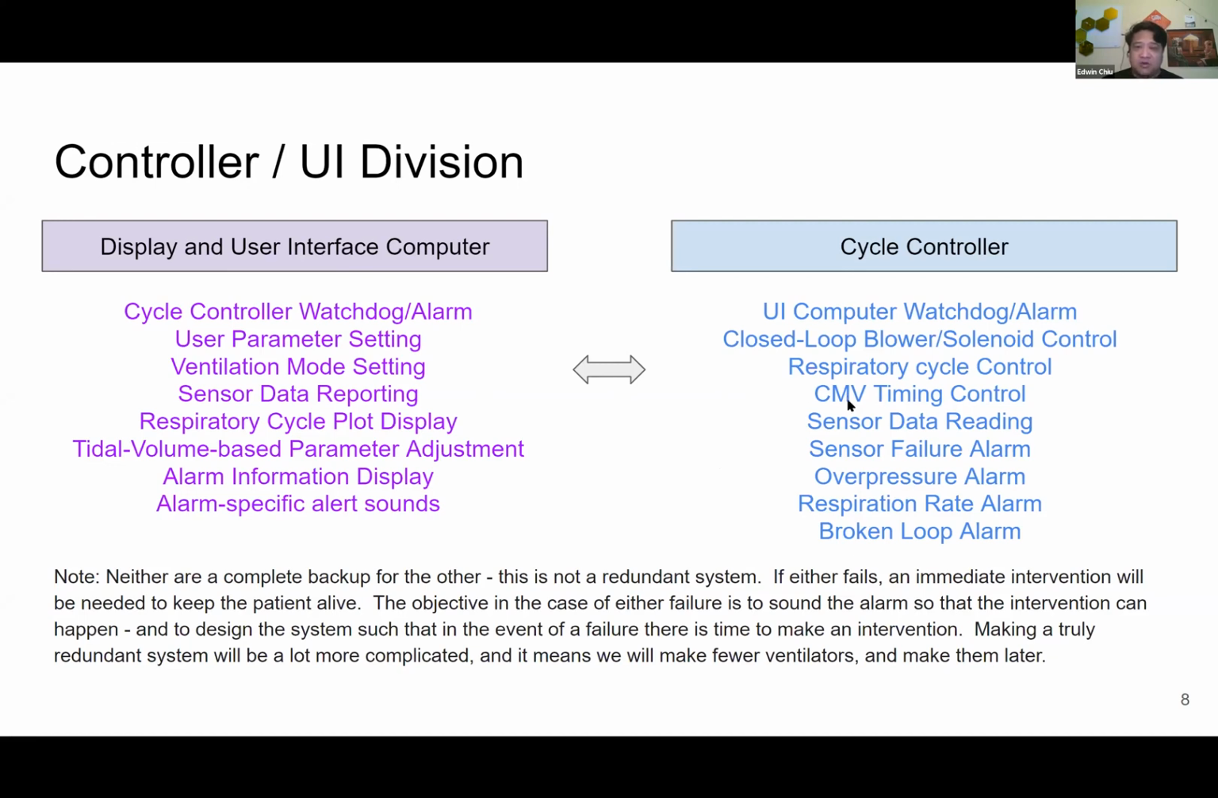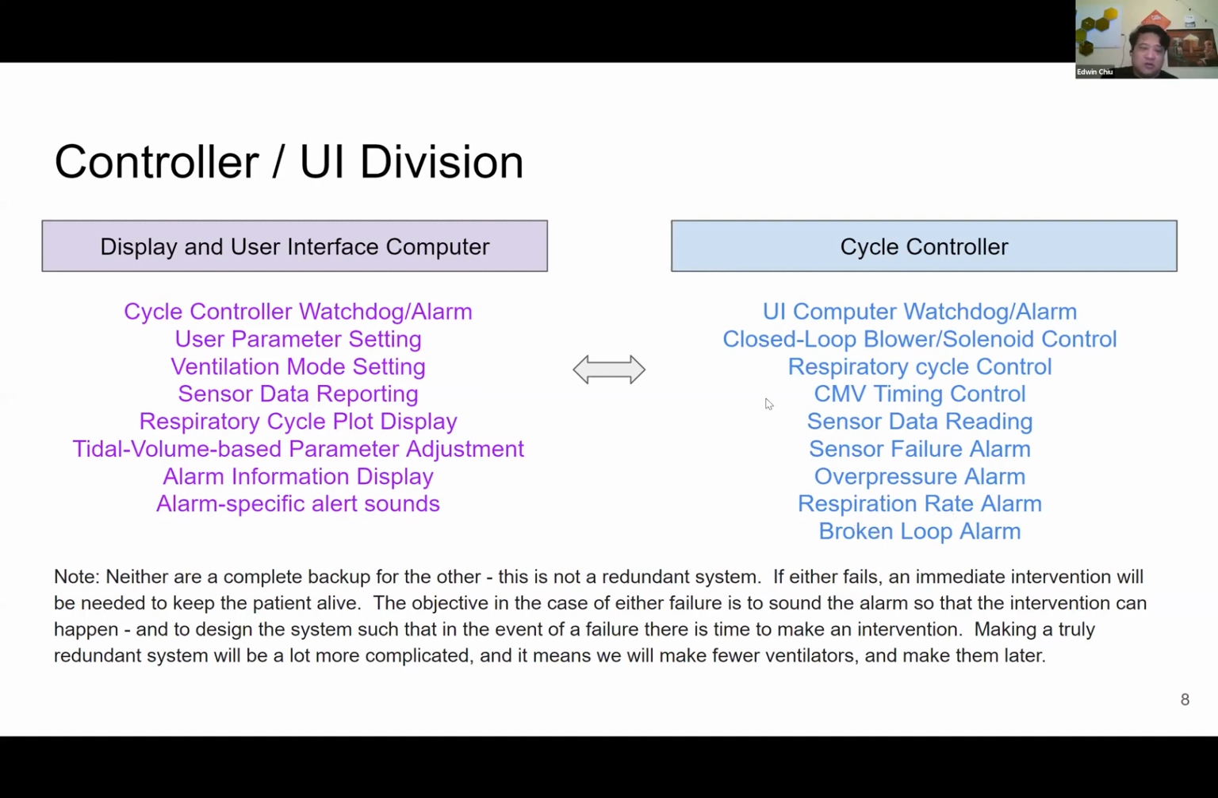This is that timing control, the continuous mandatory breathing, continuous mandatory ventilation. Timing control, that's if the patient doesn't breathe on their own, there's a minimum amount of breathing that the machine will do, and that's handled here on the cycle controller. The sensor data reading and sensor failure alarm, so this is the real-time monitoring of the sensors. The overpressure, respiration, and broken loop alarm, we all expect that to happen on the cycle controller.